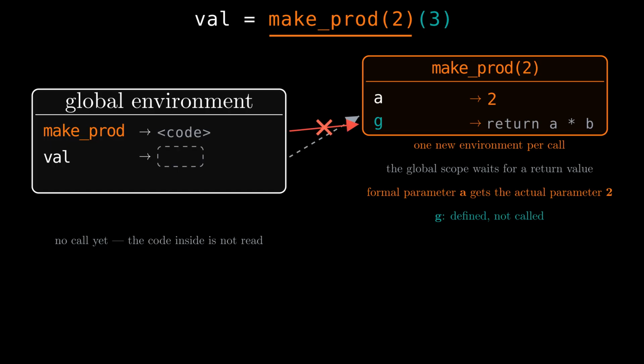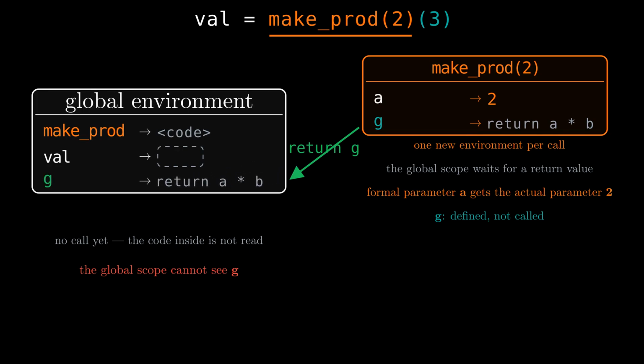Notice exactly where g is. Inside make_prod's environment, not the global one. The only way out is the next line, and the next line is return g. So make_prod hands the global environment the object that g names, together with its code, return a times b. The main program now has that object. The return value of make_prod of 2 is g itself.